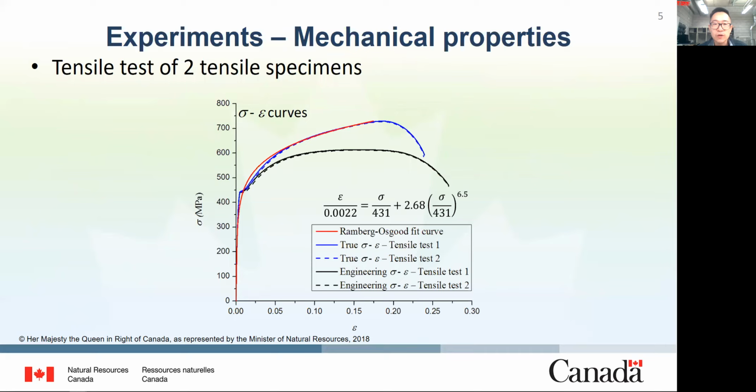Tensile tests of two rectangular tensile specimens machined in the pipe longitudinal direction were conducted at room temperature. The black lines are the engineering stress strain curves, and the blue lines are the true stress strain curves. The red line is the average fit line in the form of a Ramberg-Osgood relation, and the equation is given as well.